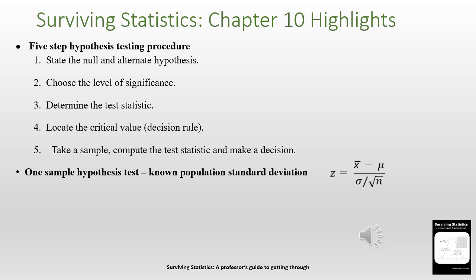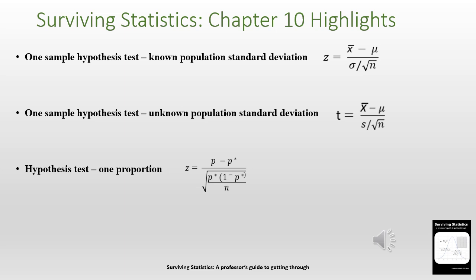Locate the critical value that equates to your level of significance. Take a sample and compute the test statistic. We saw that there were different formulas for a z-stat. When we know the population standard deviation, we simply take the x bar minus the mu divided by the standard deviation divided by the square root of n. We also discussed in this chapter, when we do not know the standard deviation of the population, we use the t-stat, and we also computed the z-stat for proportions, and the formulas are given to you on the screen there.